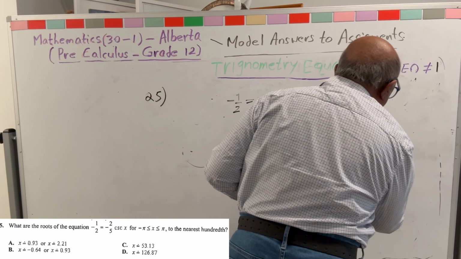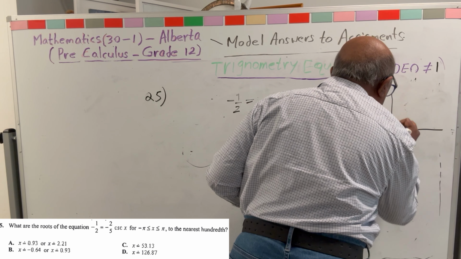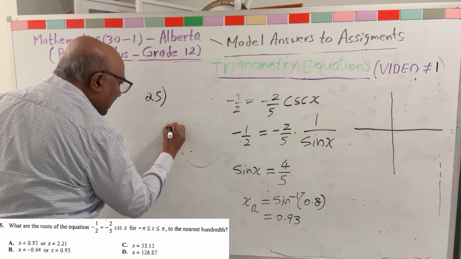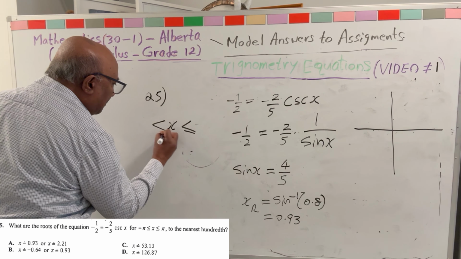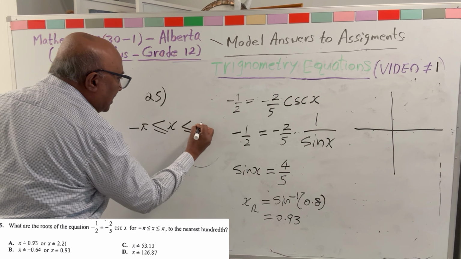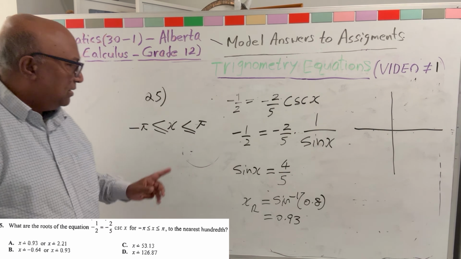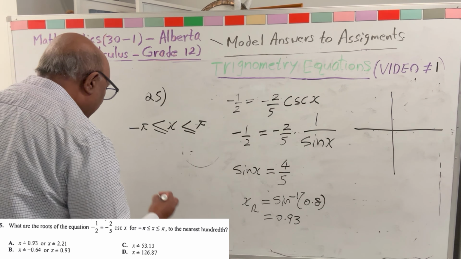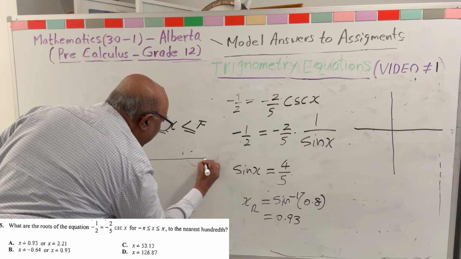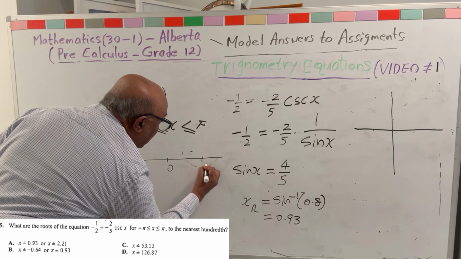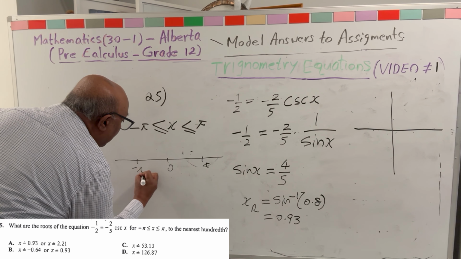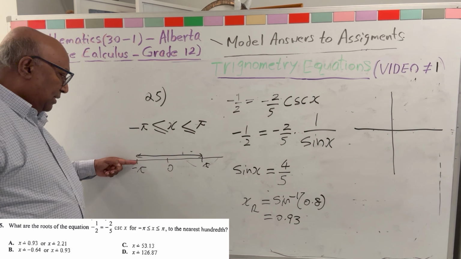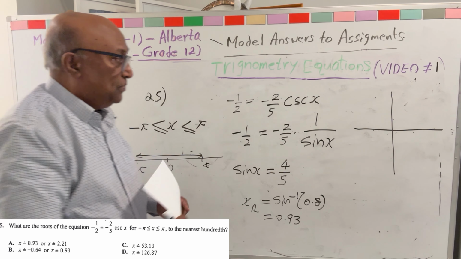Let's mark this angle on the quadrant diagram in radians. Be careful, this is in radians, because the question asks to find the solution between radian minus pi and plus pi. We have to find the solution between these two values. If you interpret this on a number line, we have to provide the answer in this interval, negative pi to positive pi.